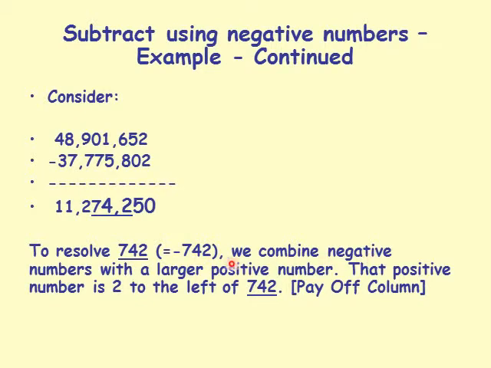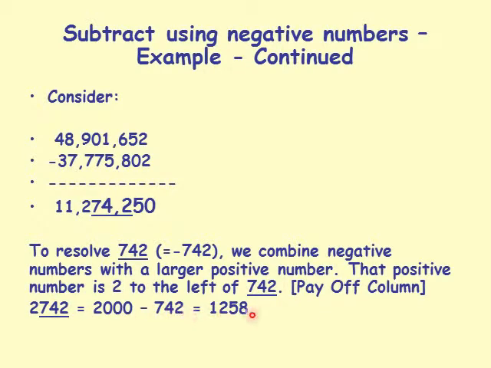We combine a negative number with a larger positive number, and that larger positive number is the 2 on the left, which is a payoff column. So let's take up the small portion of the problem, which is 2 on the left and negative 742 on the right. We just extracted 2742 from here. The 2 is a positive 2000 and 742 is a negative.